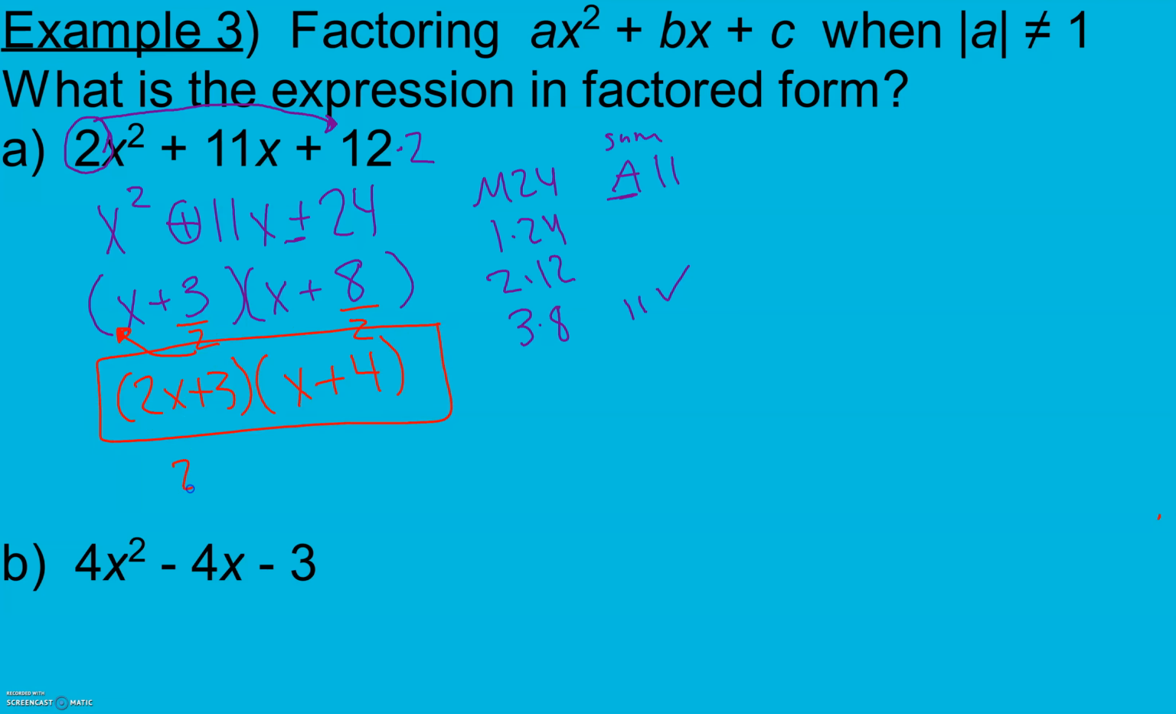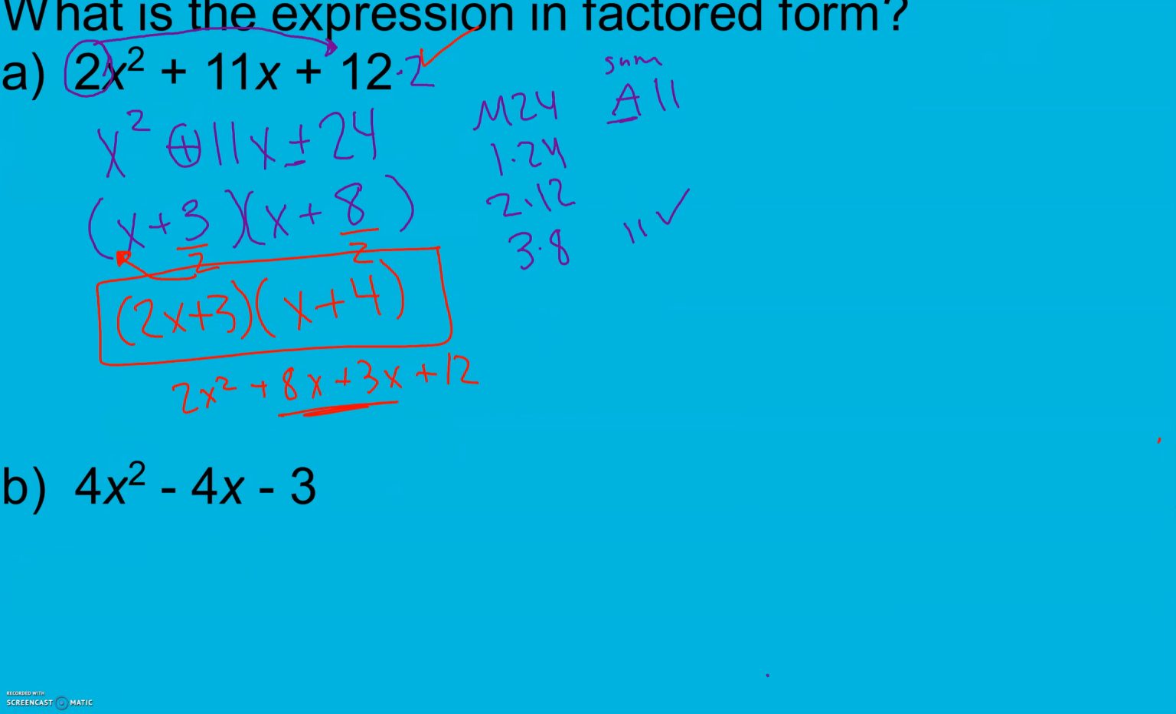If we FOIL this back, I get 2x squared plus 8x plus 3x plus 12. Combine my like terms, and we check back with our original. So again, it has to multiply back to the original place we started. Same idea here with b.